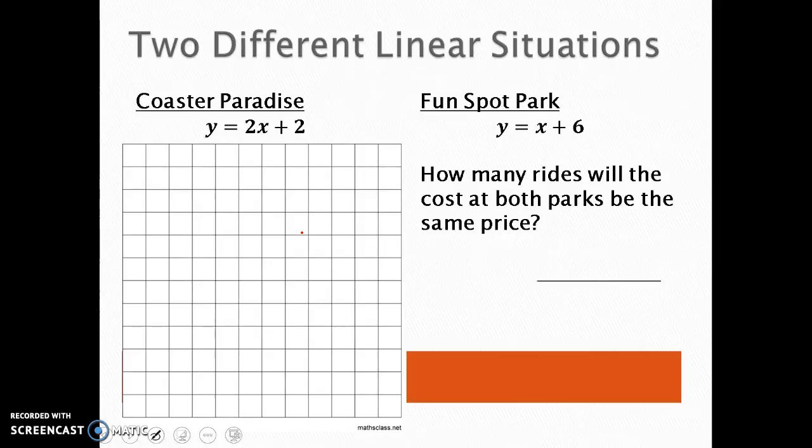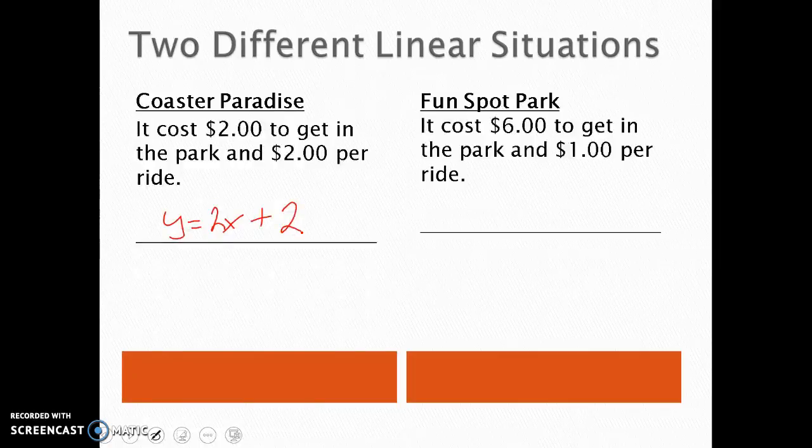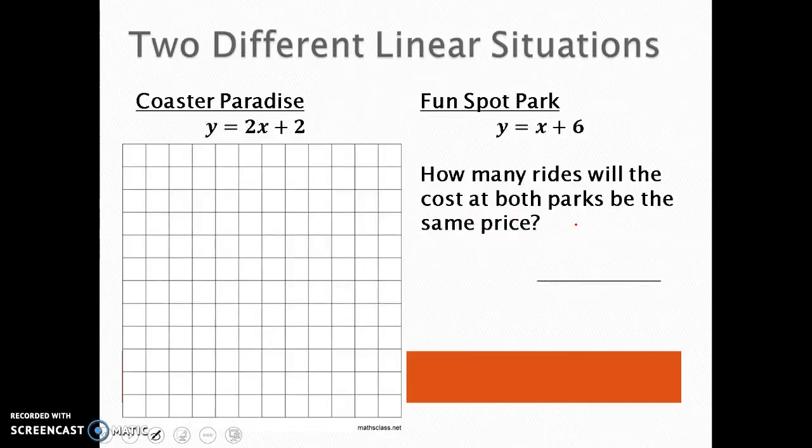Fun Spot Park, on the other hand, costs $6 to get in, and it's only $1 per ride. So that equation is going to look more like this. It's $6 to get in and $1 per ride. That's the slope. So it's 1x, or just x, plus $6 to start off with. And so here we have our two equations, y equals 2x plus 2 and y equals 1x plus 6.